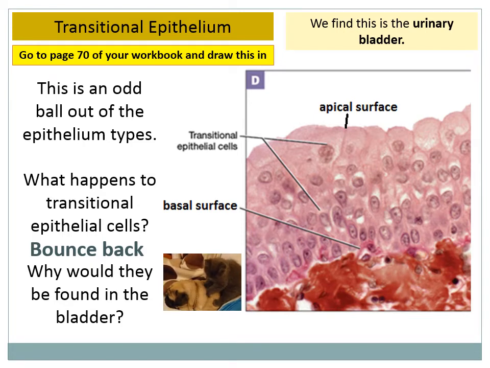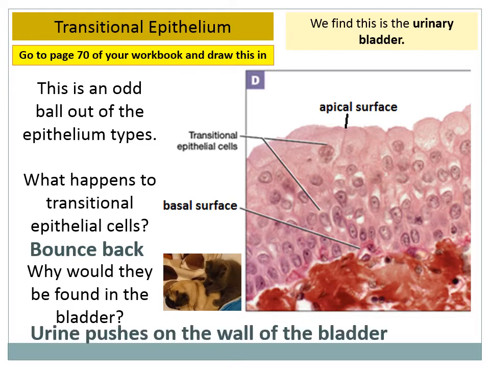Why would we find tissue that can be squished down and bounce back in the bladder? Because urine is going to push on the wall of the bladder. So urine pushes on the wall of the bladder. We need those cells to be able to squish back. And then when we empty our bladder, we want them to come back. Okay, so they're going to be able to squish because the urine pushes on the wall of the bladder, and then it's going to release, which they're going to bounce back. So transitional epithelium, urinary bladder, because we need that bounce back.